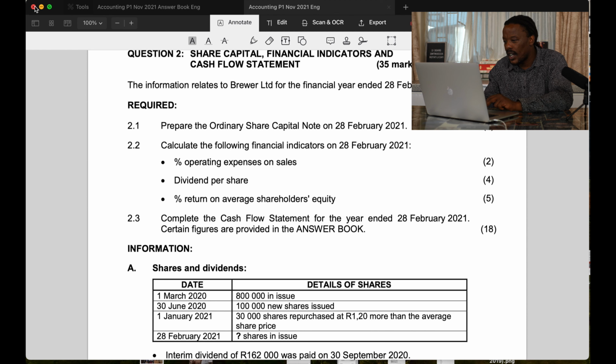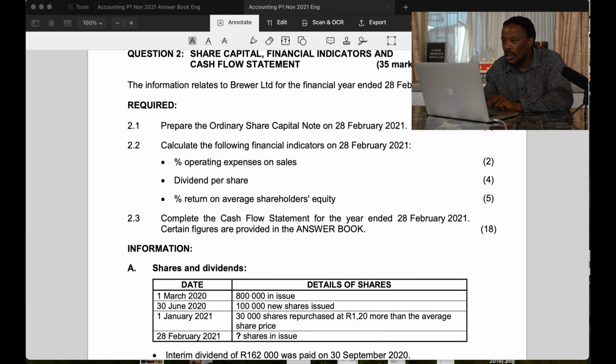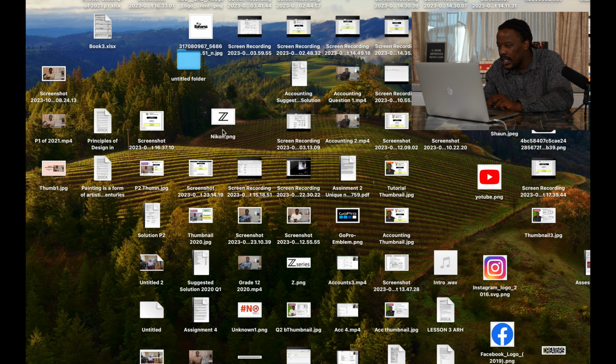Let's say cancel, and let's open the new spreadsheet. It looks like I lost it. It looks like I didn't save, but I must have saved that document. Let me just double check. Sorry for this. To my knowledge, I did save this document.